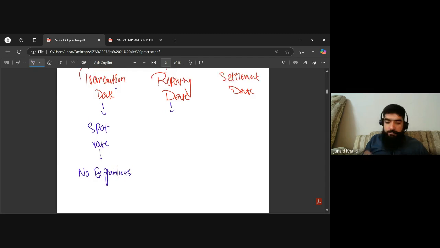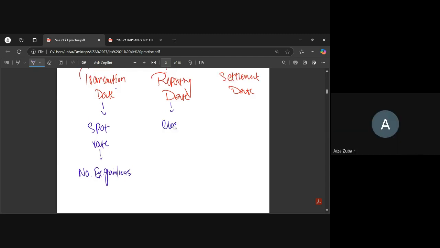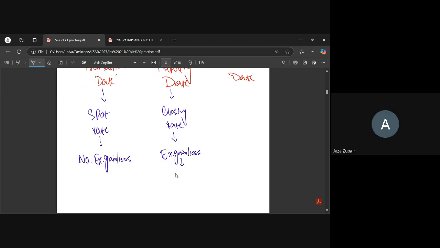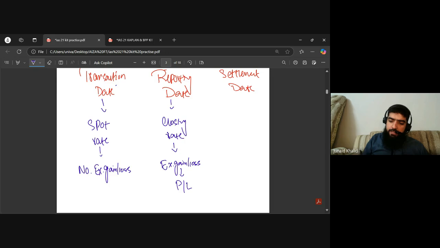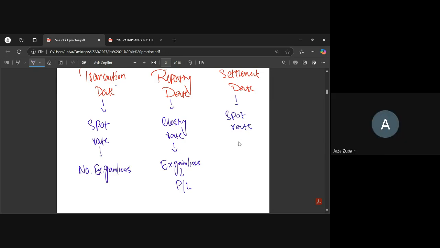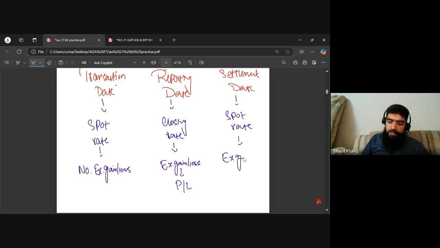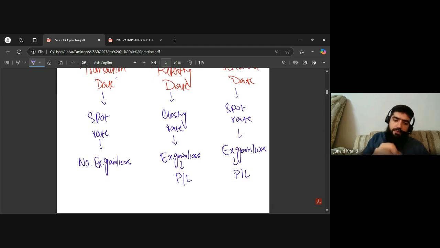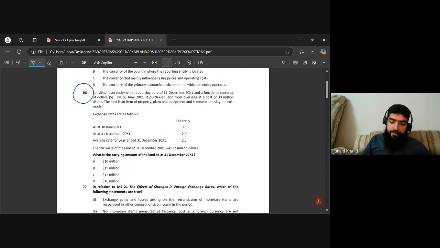Second, the reporting date occurs when the financial statements are prepared and they are retranslated, and there is an exchange gain or loss, and it's at the closing rate. Excellent. And that exchange gain or loss will be recorded in OCI? No, profit and loss. Perfectly fine. And the settlement date will be recorded at the spot rate. It will be retranslated, and there will also be an exchange gain or loss, right? Yes, and this will again be recorded in profit and loss. Okay, perfect, excellent. Now let's read question number 98.